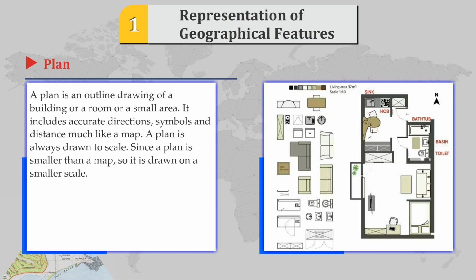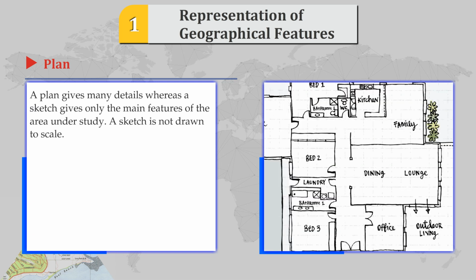A plan is always drawn to scale. Since a plan is smaller than a map, it is drawn on a smaller scale. A plan gives many details, whereas a sketch gives only the main features of the area under study. A sketch is not drawn to scale.